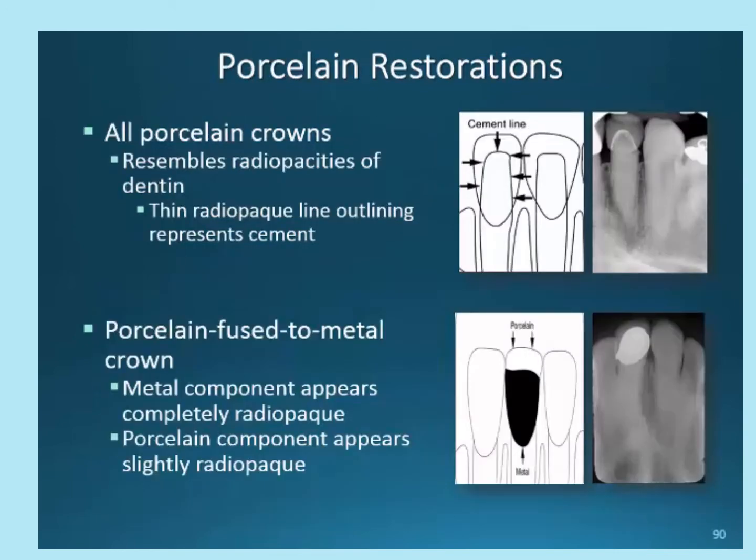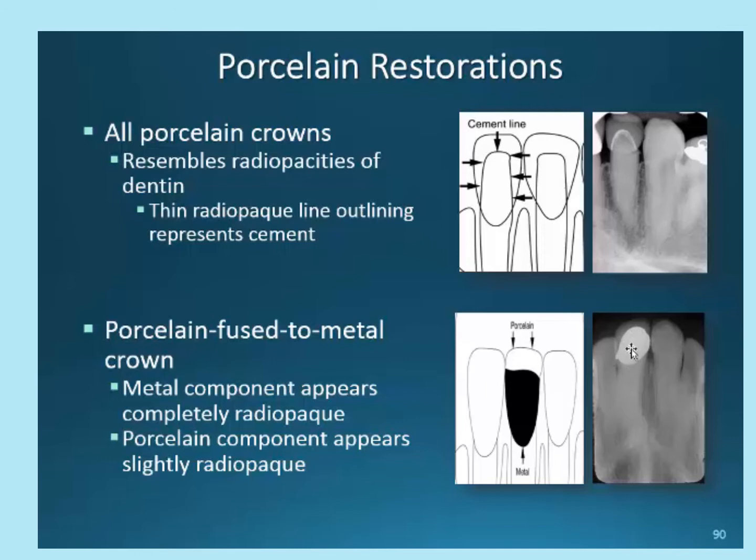Porcelain restorations come in different images. There are two that resemble a radio opacity, but it's not complete. The first image is outlined, and this is a liner or cement that they use to secure the coronal porcelain restoration to the tooth. This is a completely fabricated porcelain crown. This is also a fabricated porcelain crown, but has one other piece of material. It has a metal core.